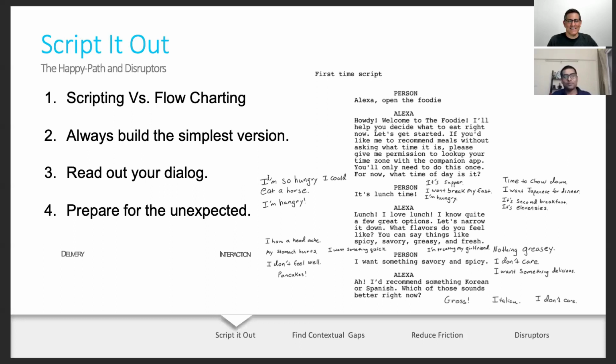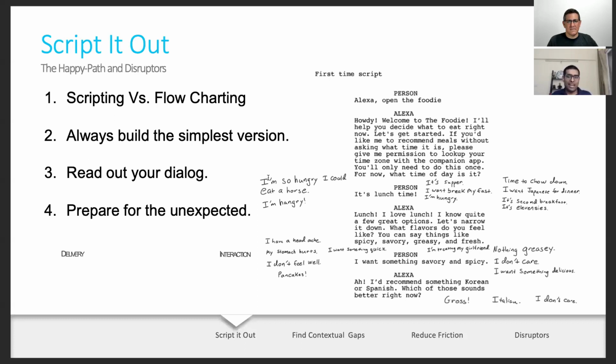Yeah. And so our idea is to always start scripting it out, and always build the simplest version first. One of the important things to do there is to read it out. This is very important, because when you start to read out what the dialogue looks like, you really start to empathize with the user, right?